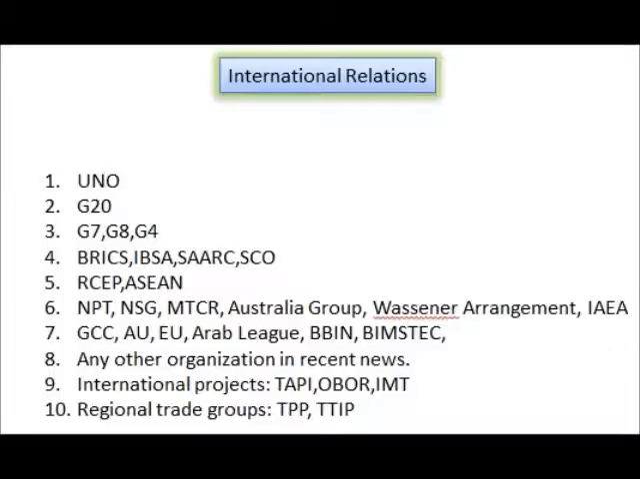And whatever you don't get, you just Google, or else we'll cover it in our news analysis that we give every day. The second is international relations. This part is very important from both prelims and mains point of view.